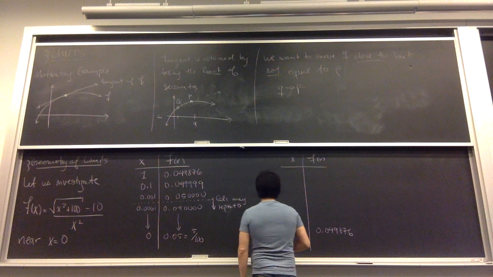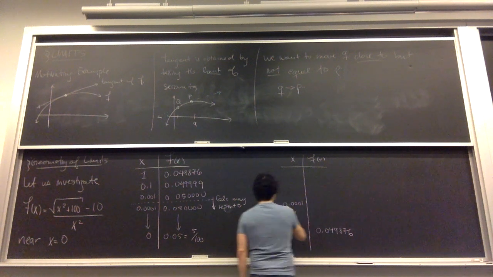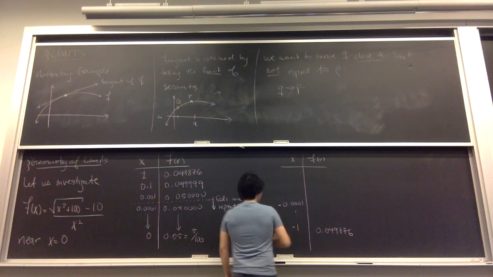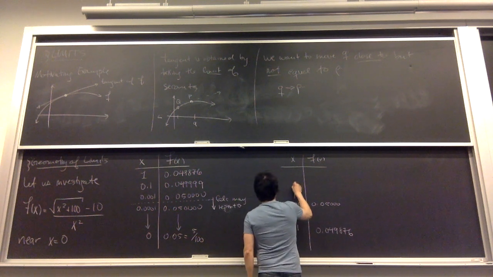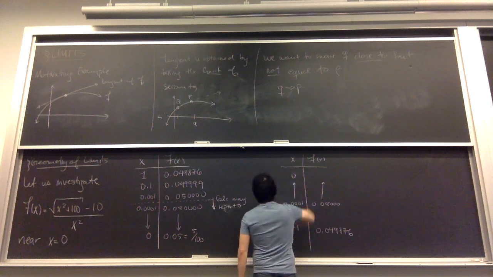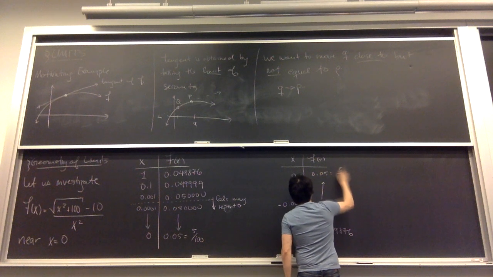0.049876. I'm just going to skip them. So I'm just going to go down to the 0.0001 here, the negative case. And this is going to go to 0.05. And then this is going to limit maybe to 0. And we're going to get 0.05, which is 5 over 100.